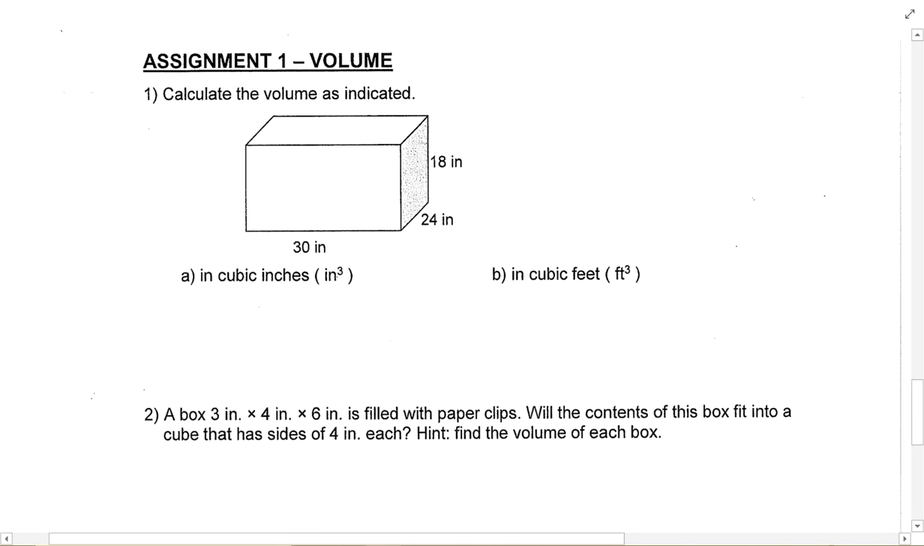So here, finding cubic inches, then convert into cubic feet. Use Google. There you go. Easy peasy, lemon squeezy.